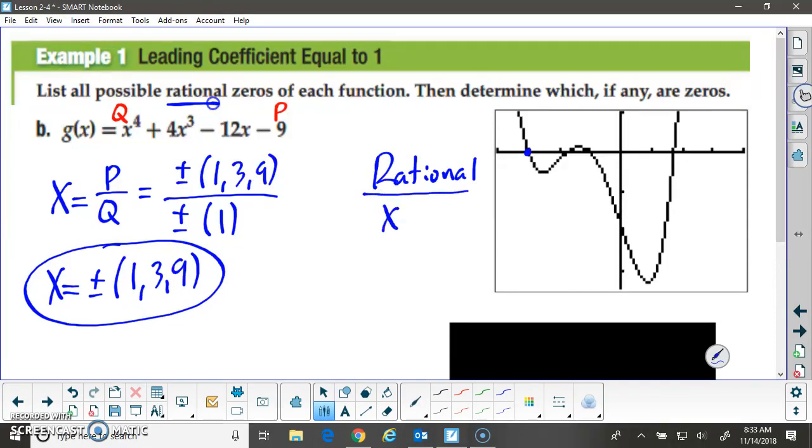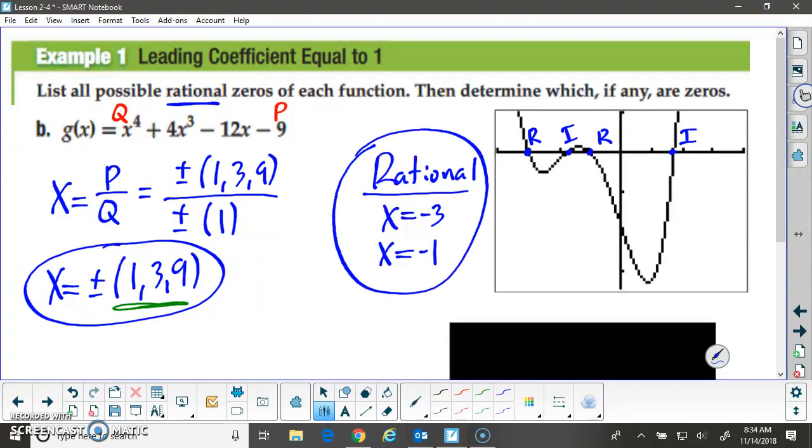So it looks like we have a rational zero at -3. The next one appears to be between -1 and -2. So that one appears to be an irrational zero, because if it was a rational zero, it'd be listed over here in our list. The next zero appears to be a rational zero, and that looks like it's at -1, and that's in our list. And then the last zero looks like it's between 1 and 2, so that must be an irrational zero. So we have a list of possible rational zeros. Then we identified any of them that are actually zeros.